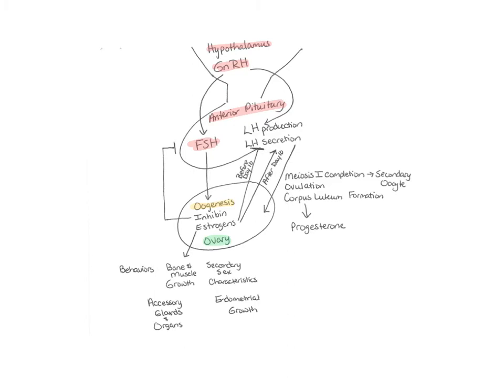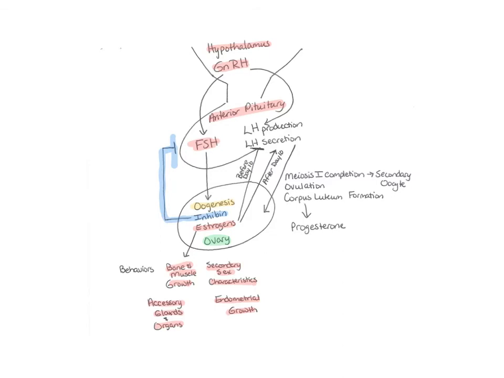The follicle cells in the follicular stage start to release estrogens. Estrogens cause bone and muscle growth, stimulate the accessory glands and organs, stimulate secondary sex characteristics, and stimulate the growth of the endometrial layer of the uterus. As more and more follicles are being produced, more and more estrogens are being produced. The high levels of estrogen trigger the ovary to release the hormone inhibin. Inhibin then inhibits the follicle-stimulating hormone. This will prevent other follicles from developing.